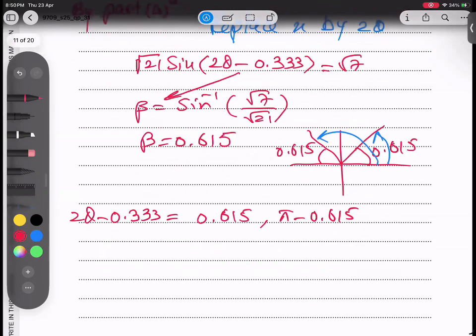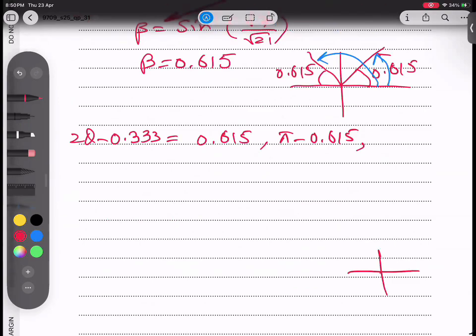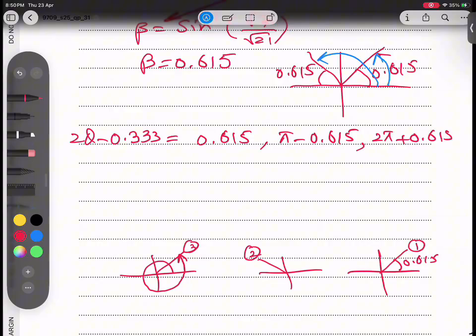Just for confirmation, because maybe, when we talk about the questions, I put a comma here. This is my first answer. This is my second answer. Maybe I'll check, this is a third answer. How to get the third answer? 2 pi plus this answer, which is here, 0.615. So I am writing here 2 pi plus 0.615. Maybe this is out of range, in range, we can't say.